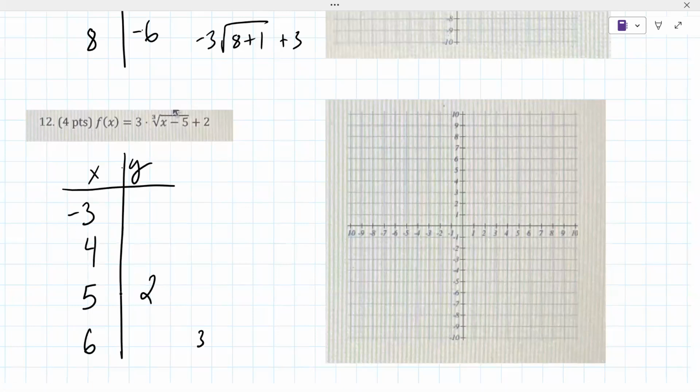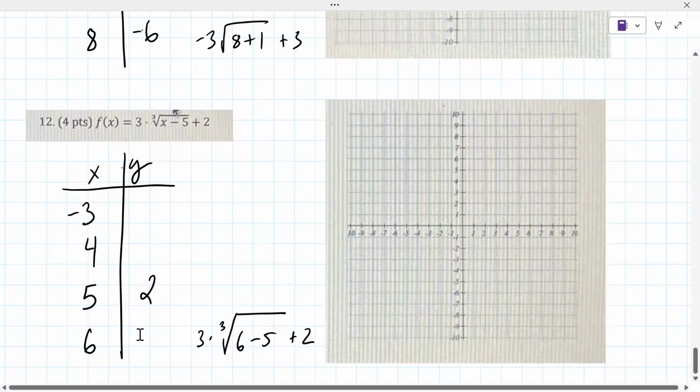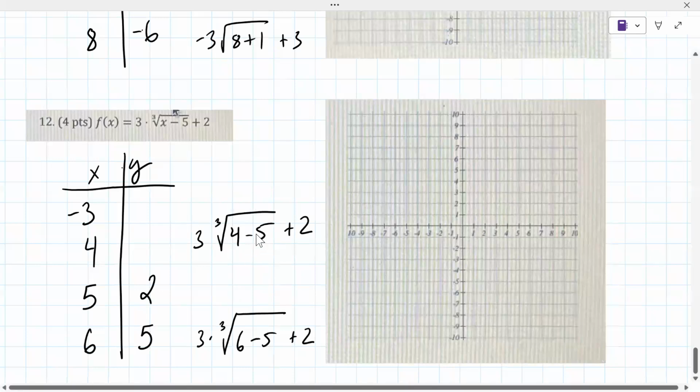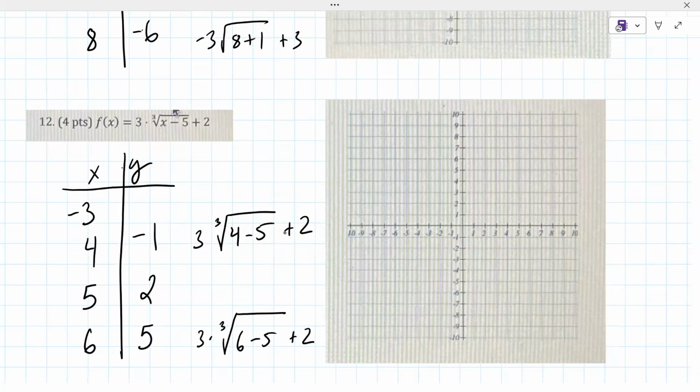The 6 is the easier one. It's 3 times the cube root of 6 minus 5, plus 2. So just like before, we start on the inside. 6 minus 5 is 1. The cube root of 1 is 1. 3 times 1 is 3, plus 2 is 5. Then we'll do it for this one down here. 3 times the cube root of 4 minus 5, plus 2. 4 minus 5 is -1. The cube root of -1 is -1. 3 times -1 is -3, plus 2 is -1.